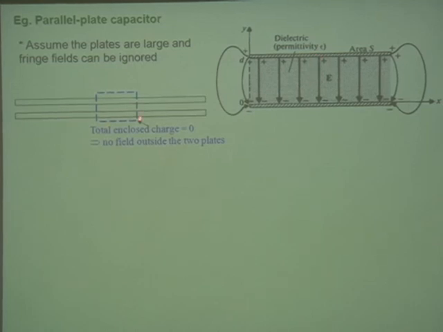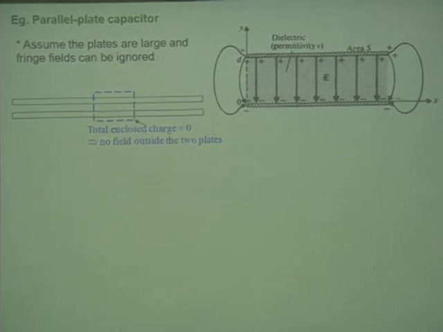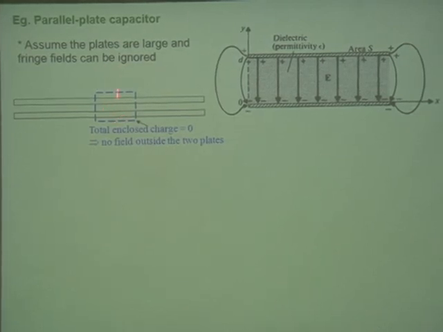So if you choose a Gaussian surface, on this Gaussian surface, from the symmetry, you have the electric field normal to this surface. But it turns out that there's no charge inside, so the electric field outside is going to be equal to 0. There won't be any field outside because from Gauss law, you have no charge. Okay.